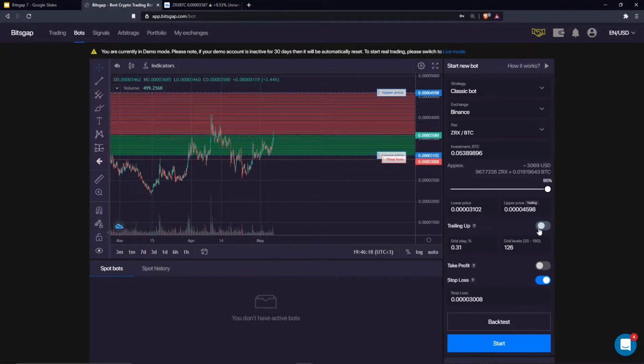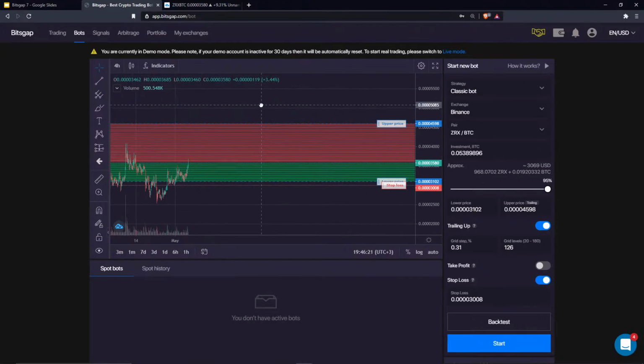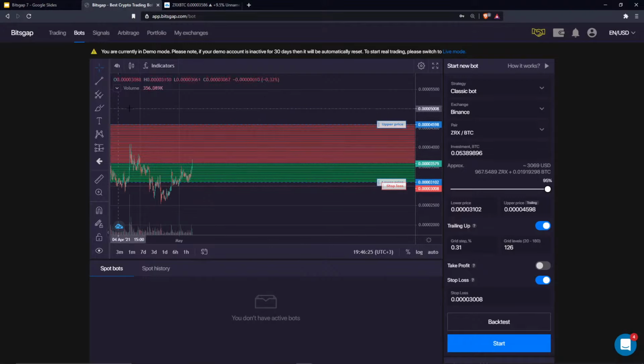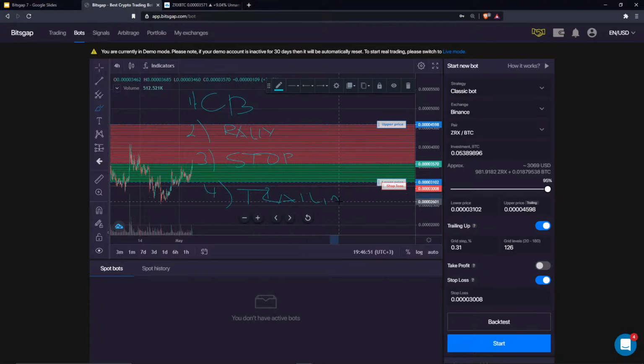The thing about the trailing up and the ultimate configuration, the ultimate high yield strategy, is that first of all, you think the price will go like this, rally. You select the classic bot. So the first thing is the rally, okay, let's put it here. You anticipate the rally. Then the classic bot. The third thing is eventually the stop loss. And the fourth thing is the trailing up. Trailing. Yeah.